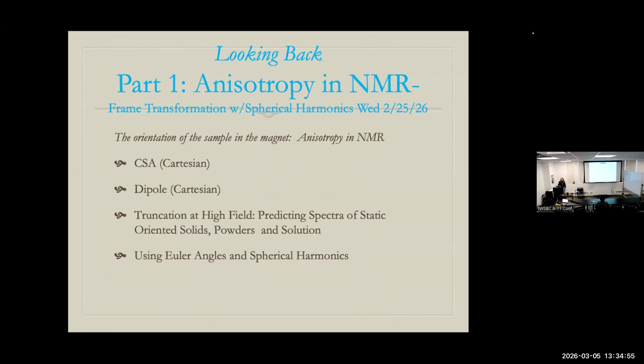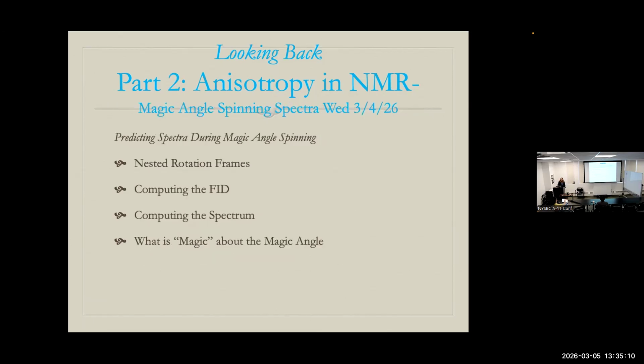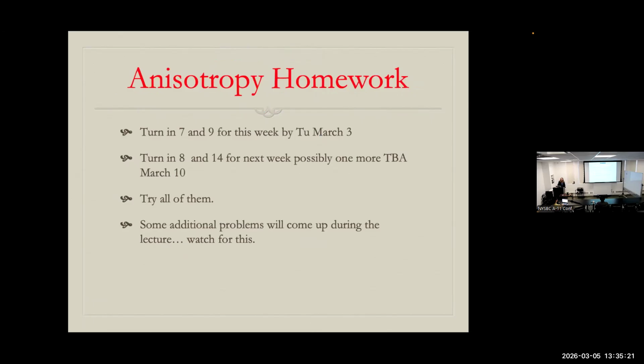So looking back, here's part one of what we did. CSA and dipole are orientation dependent effects. In NMR, we talked about truncation at high field, and we talked about using Euler angles and spherical harmonics. That was last week. This week, part two was nested rotation frames, computing the FID, computing the spectrum, and what is magic about the magic angle. I remind you that you have turned in some homework here, to turn in some more next week. This isn't about the grade. This is just about feedback, okay? Staying connected around how much of this is making sense.